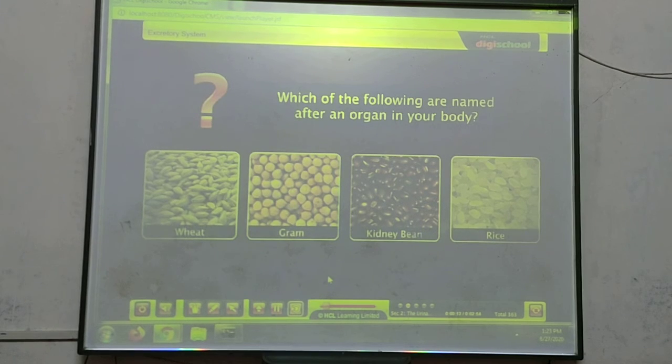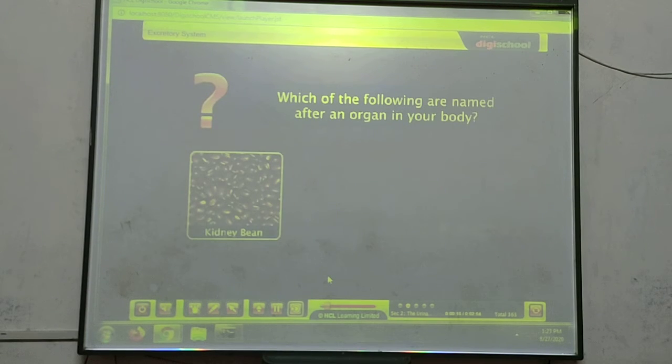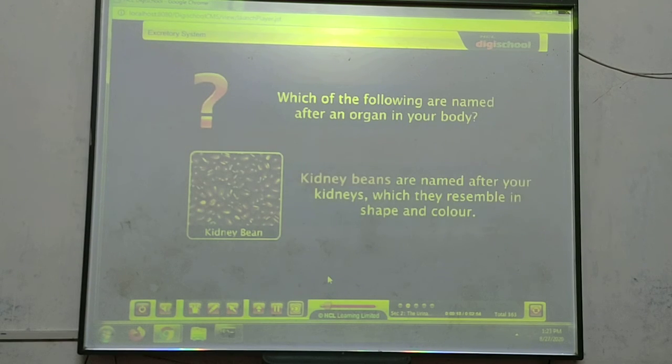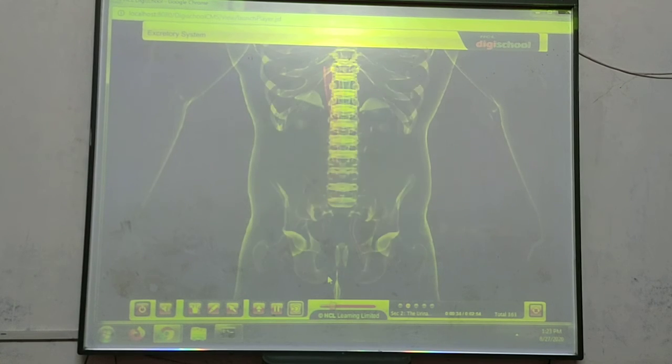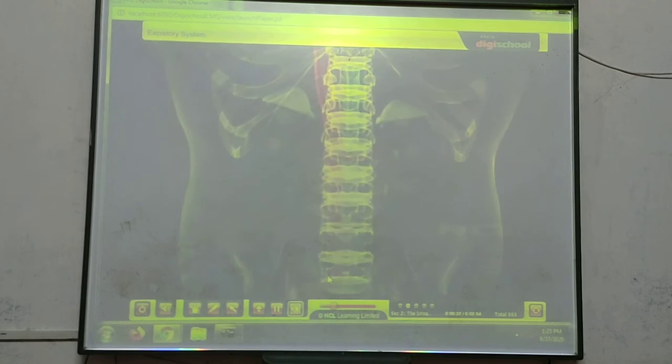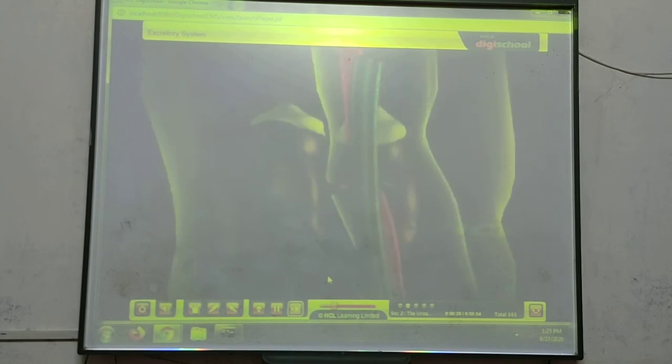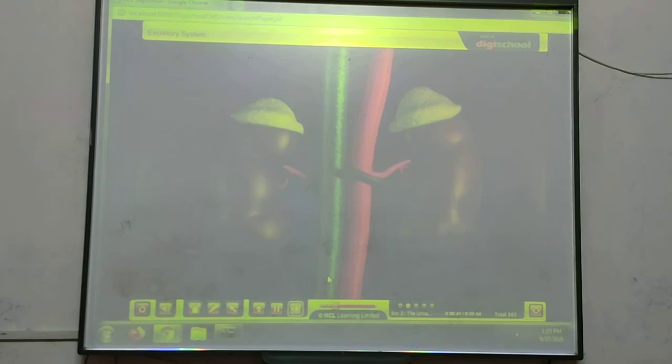Have you ever eaten kidney beans? They are named after your kidneys, which are similar in shape and in color. They are located on either side of your backbone. One of the main jobs of the kidneys is to filter the waste out of the blood.